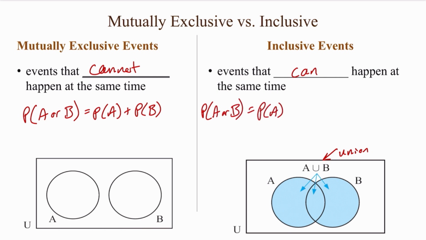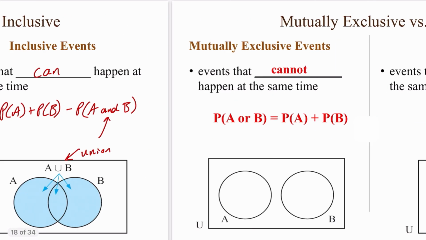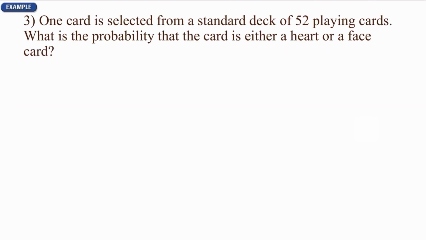It's the probability of A plus the probability of B. And then you want to subtract the overlap, the probability of A and B. So you'd want to subtract the students that are both seniors and volleyball players, because you've already counted them when you counted the number of seniors, or the probability of being a senior, and the probability of being on the volleyball team. So you don't want to count them twice. Okay, pause the video and try this example.